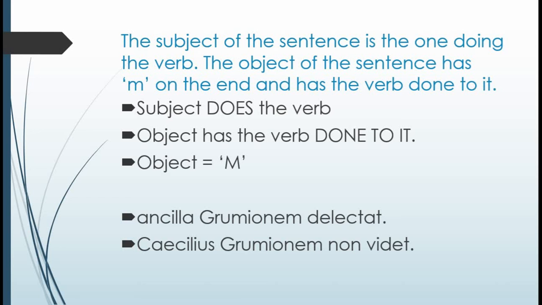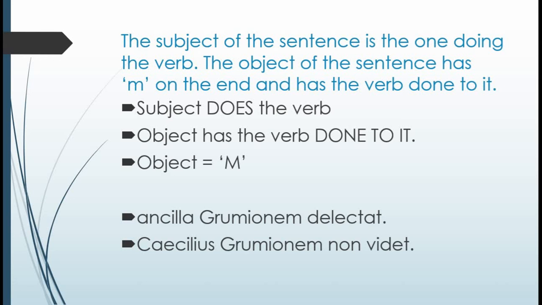So this was the kind of complicated lesson that we had last lesson. Just as an example, I want to run through these couple of sentences here. This first one is one that we've seen before. So, ancilla, the slave girl, delectat, pleases, grumionem, Grumio. You can see that I've put Grumio last in my English translation because his name has got an M on the end of it.